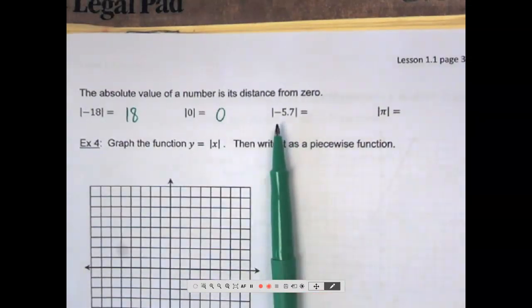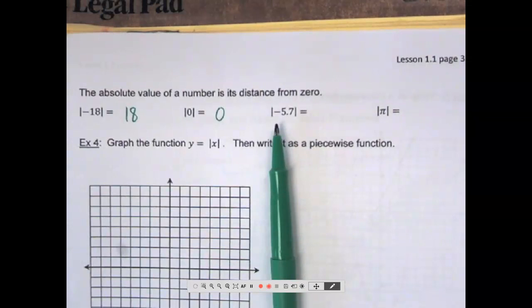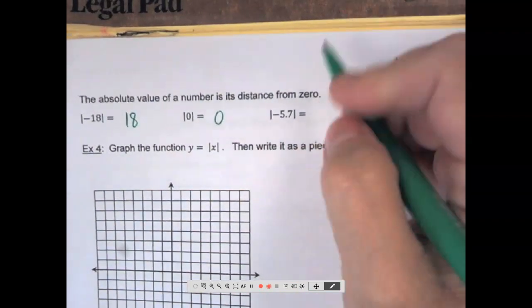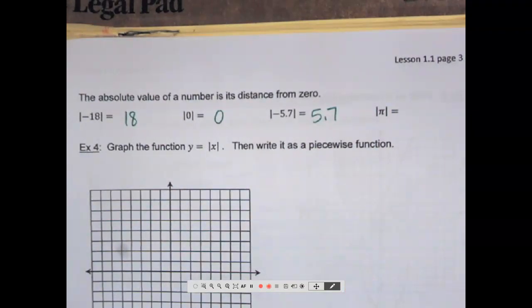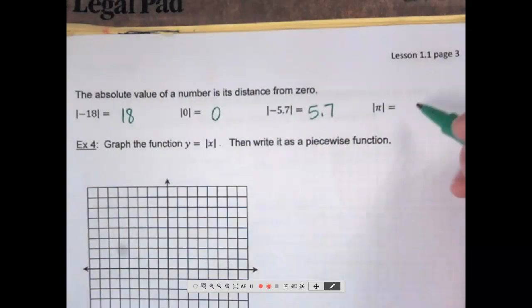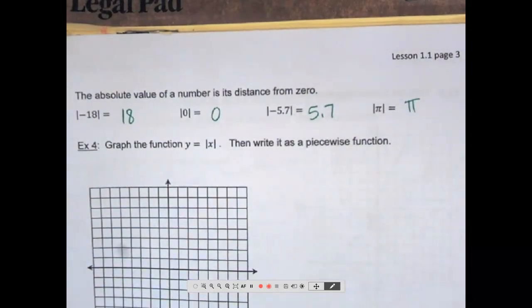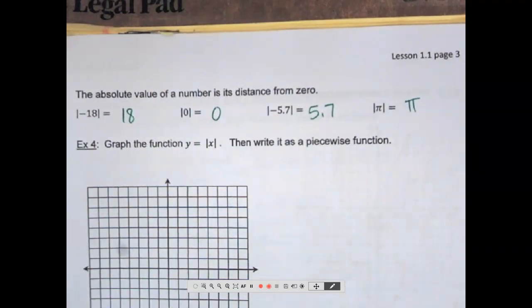Absolute value of negative 5.7. 5.7. Absolute value of pi. Pi is 3.14-ish. How far is that from 0? 3.14. So pi's absolute value is pi.